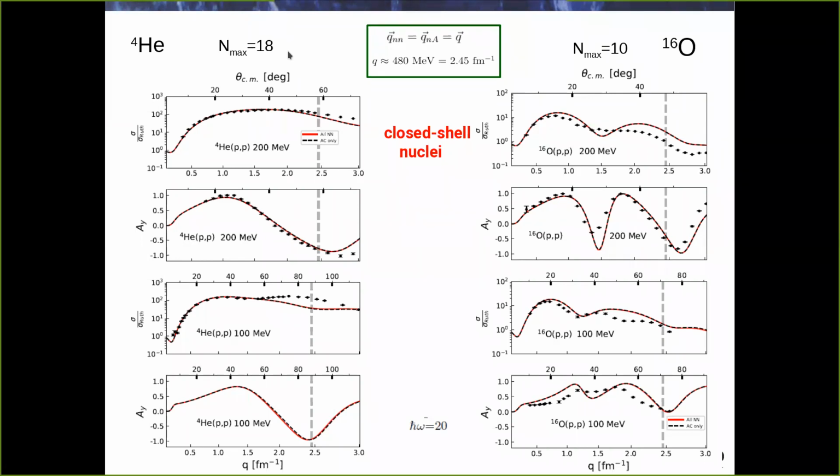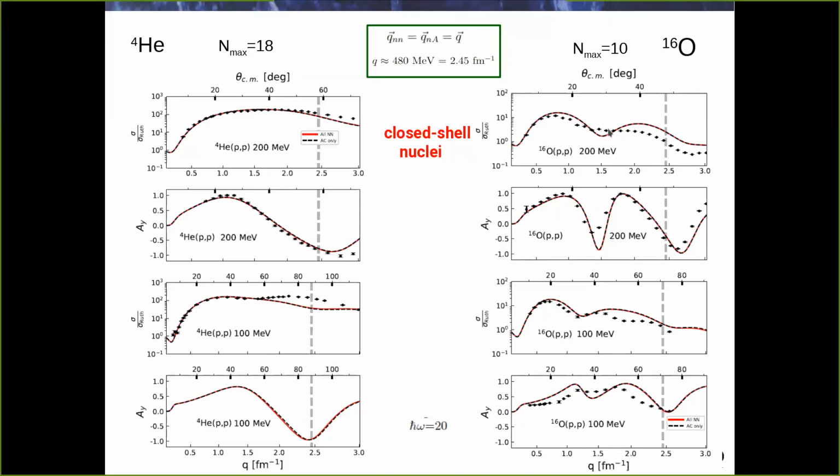The different ħω convergence in the no-core shell model: you always have to check different values of ħω. Here it's 20. However, if Nmax is high enough, they should all converge to the same line, and they do. So here in helium-4, it's a very large calculation. It's fine, it converges. For oxygen, it's not.